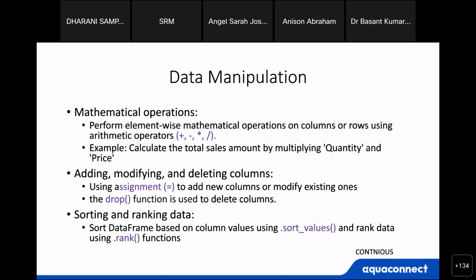Mathematical operations in data manipulation: perform element-wise mathematical operations like addition, subtraction, multiplication, and division. We can perform these mathematical operations. For example, to calculate the sales for a particular week, we just multiply the total quantity of product sold in that week by the respective price.